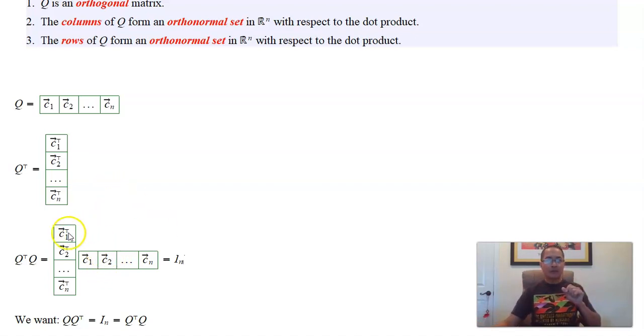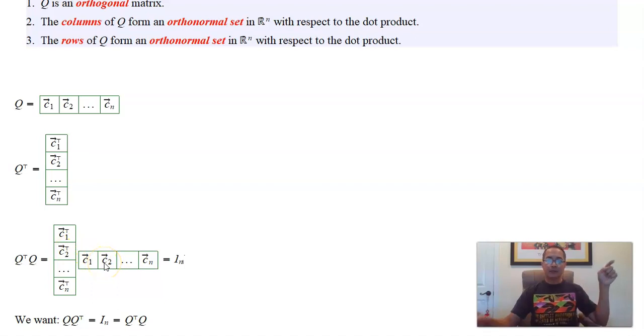Okay, how about column 2? Now C1 transpose times column 2 has to be 0. Oh, wait a minute, that means that they're orthogonal to each other. So C1 has to be orthogonal to C2 all the way to Cn. All right. How about C2 transpose? We already know C2 is orthogonal to C1. So C2 multiplied by C1 gives you 0. The dot product is 0.